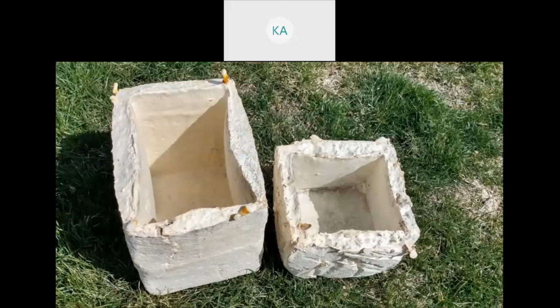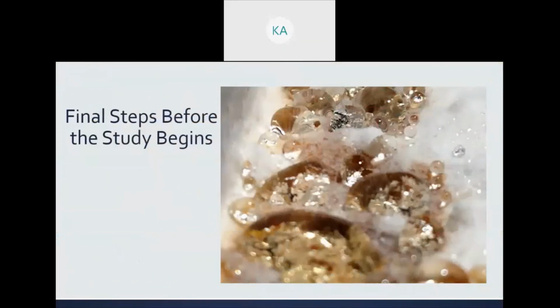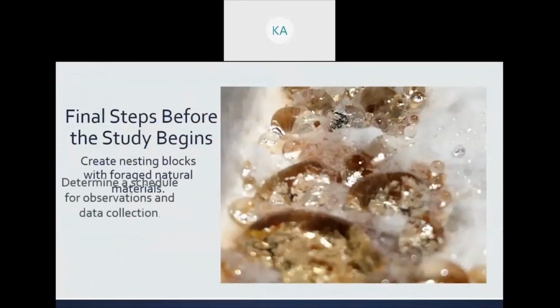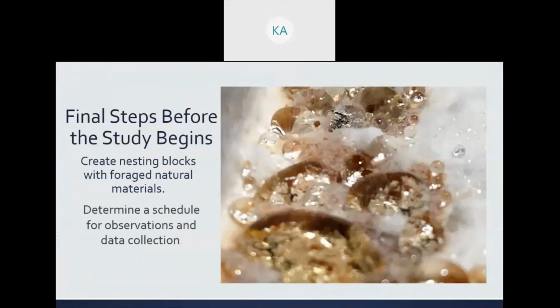We have a few more things to finish before we can start the experiment, though. The first thing is to finish the nesting blocks, as I've just described. Then we need to determine a schedule for data collection so that we can ensure that our data is reliable. Finally, we need to fine-tune a mounting strategy so that we don't have any bee hotels blow down in a storm or any other unforeseen circumstances. After we complete these last three things, we will be placing the bee hotels approximately 300 feet apart surrounding our campus pollinator garden and begin data collection.